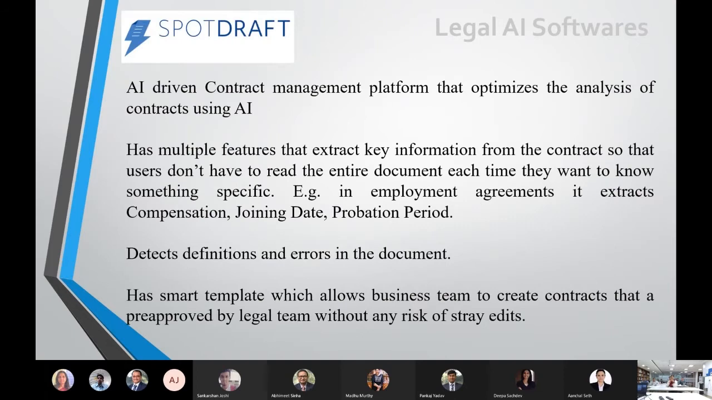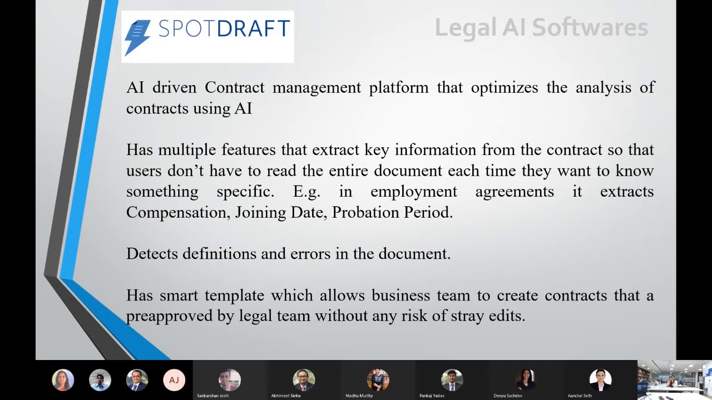The third software is SpotDraft. This again is more or less similar, with some additional features. It's a management platform that extracts key information from the contract, so you don't have to read the entire document. For example, in an employment agreement, it extracts compensation and joining date. Whatever you want, you can feed that information, it takes it up, and based on that it gives you the output or the results.